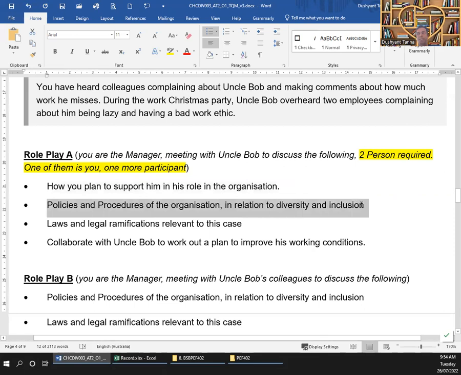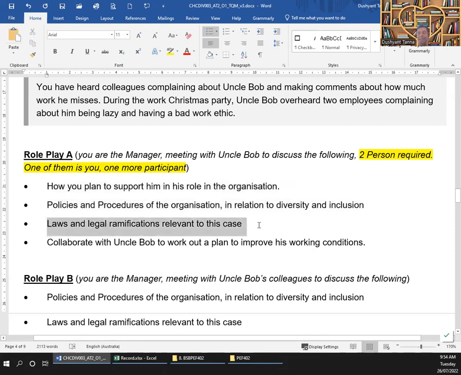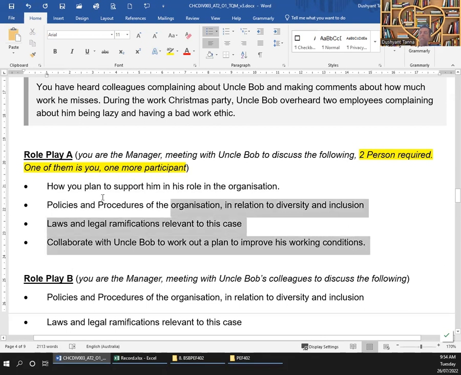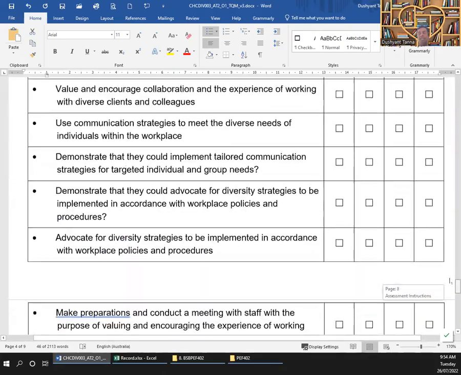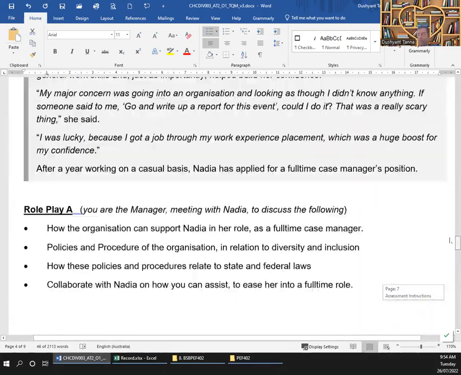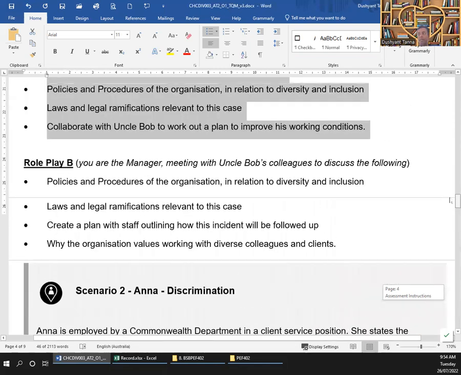Policy and procedure of the organization in relation to diversity and inclusion, laws and legal ramifications, and collaborate with Uncle Bob to work out a plan to improve his working conditions. So when you are preparing your script, you are preparing it based on this and the observation checklist that we saw here. Okay, that's your part A.